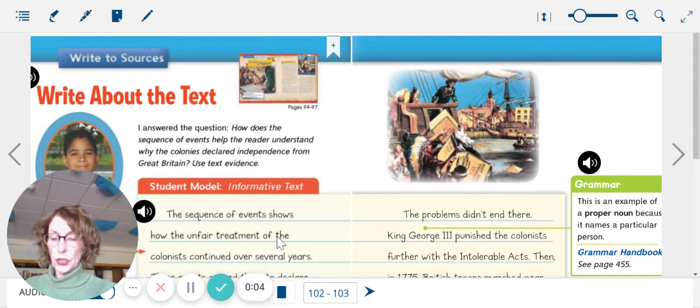Fifth graders, Sell It Here. It's Unit 2, Week 1, Lesson 4 of Wonders.